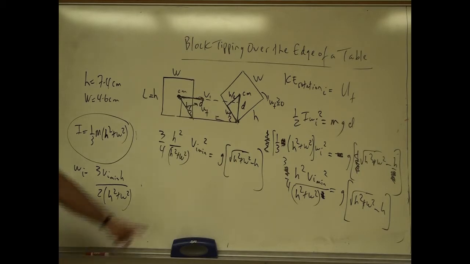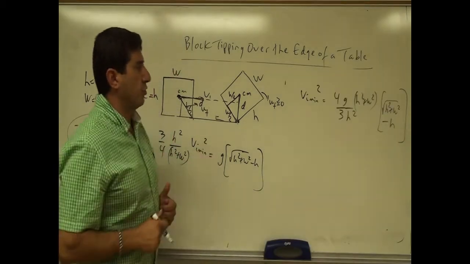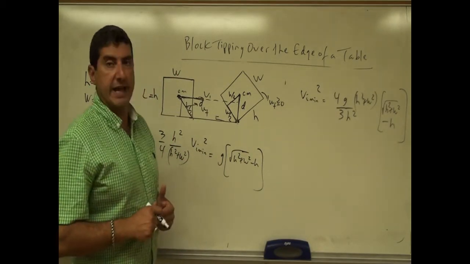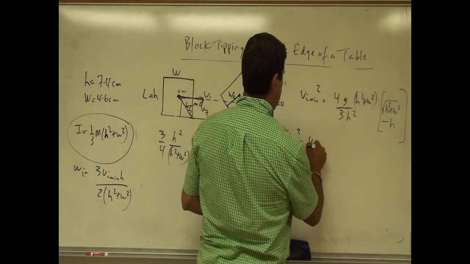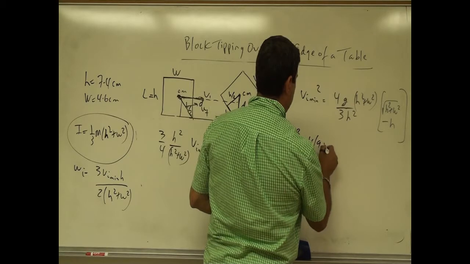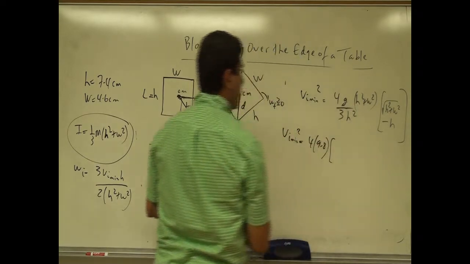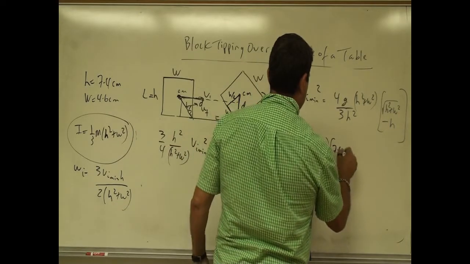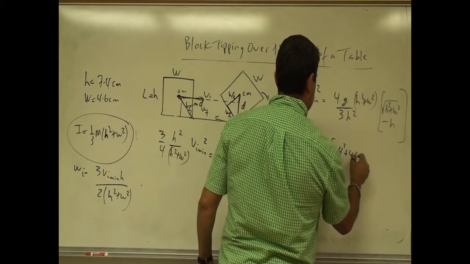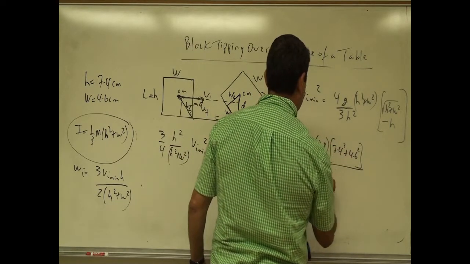So the rest of it is just pretty much take this over there, square root it, and we will get the answer to the V initial min. And now we can put in all the values and see what answer we get. V initial min squared, 4 times the gravity, 9.8. Okay, h squared plus W squared, that's going to be 7.4 squared plus 4.6 squared over 3.